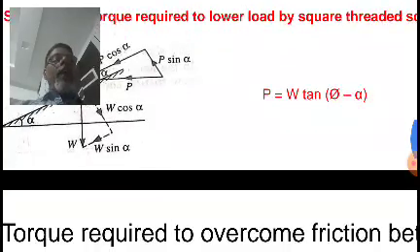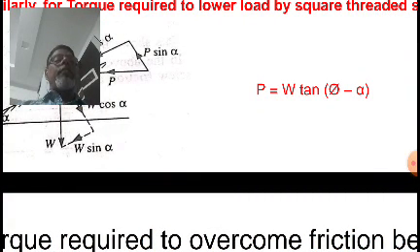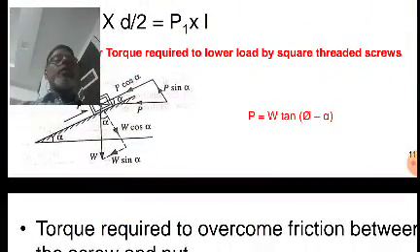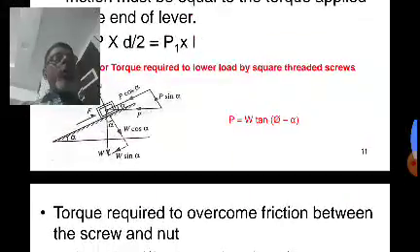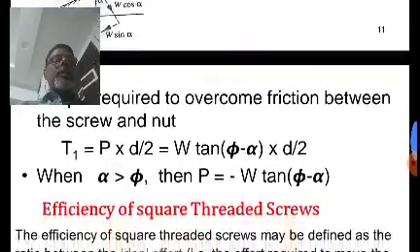Now if phi is less than alpha, then this will be negative, so P is negative. So P negative means what? You won't require any effort to take the load down. That means it will come down automatically, and we don't want that. Otherwise, suppose you are lifting a vehicle for removing the wheel, and once you leave it, it will automatically come down. So we have to avoid that. That means your phi should always be greater than alpha, so that P is positive.